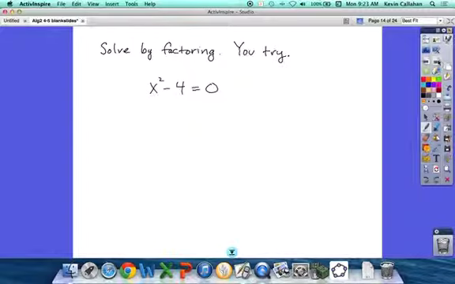Okay, you didn't solve it yet. What are the values of x that make that true? 2 and negative 2? Good job.